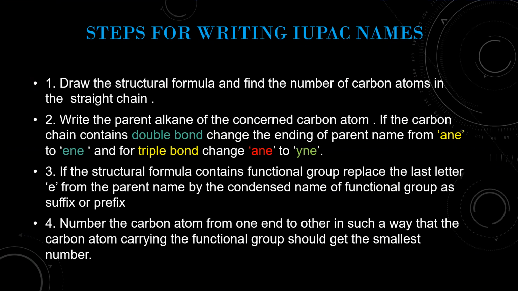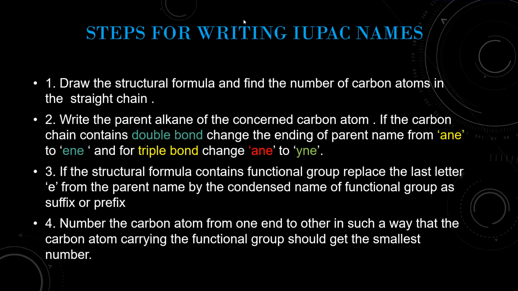Second step is write the parent alkane of the concerned carbon. If one carbon atom is present, it is methane. If two carbon atoms are present, the parent name will be ethane. Like that, you have to count the number of carbon atoms and write the parent alkane. Now, if the carbon chain contains a double bond, change the ending of the parent name from ANE to EN.